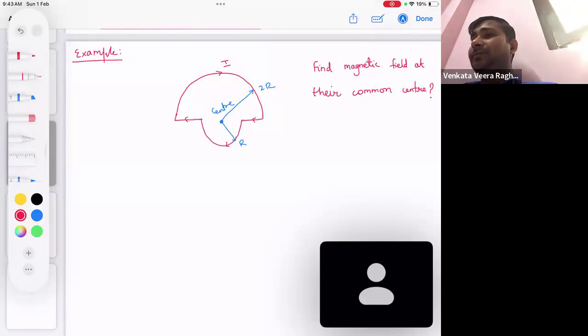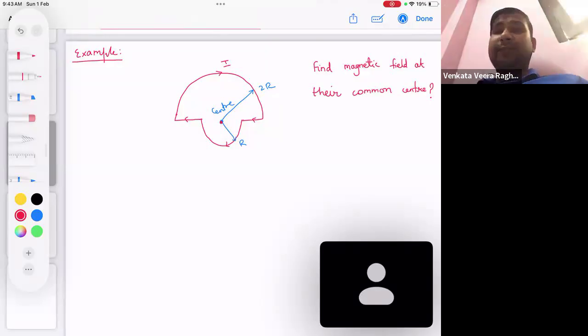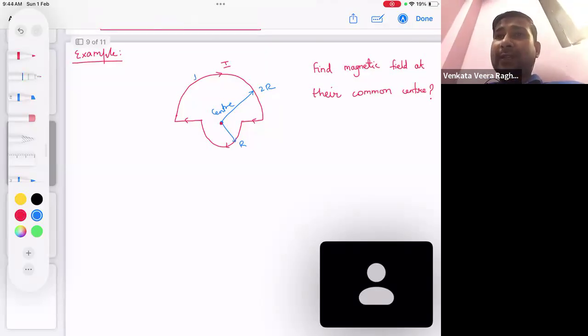Can I say that it will come zero? Due to a straight segment, will it come zero? Why will it come zero? Because the point where I am trying to calculate the magnetic field is along the direction of current itself. So that's why for the straight segment here, no magnetic field will come. Only the magnetic field due to one circular loop and the other circular loop will come, and both are semicircular in nature.